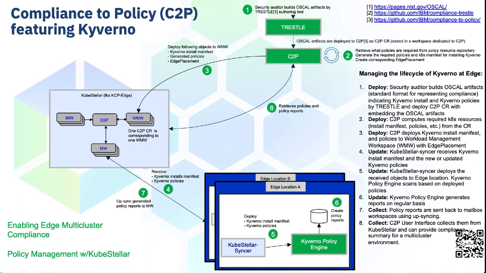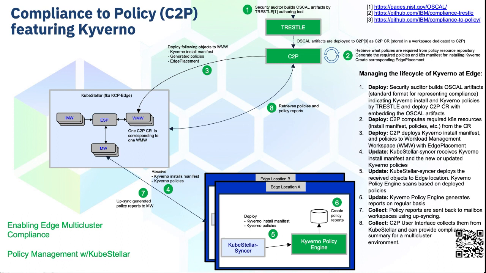introduced by Frank. So KCP service delivers the workload to mailbox workspaces, and then the KCP edge syncer receives them and deploys these workloads to edge locations. In this case, Kyverno is installed by the syncer, and also Kyverno policies are deployed. Now Kyverno is running, starts scanning and generates policy reports. And the generated reports are upsynced by the upsync feature to the KCP workspace.